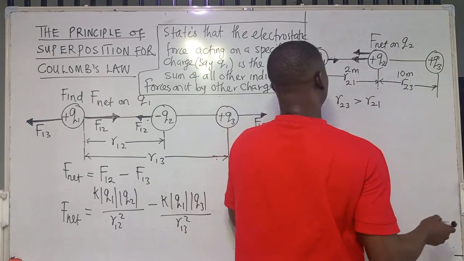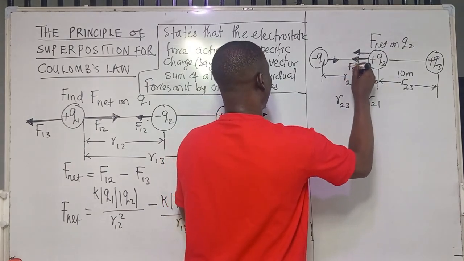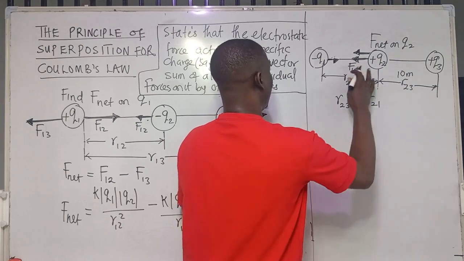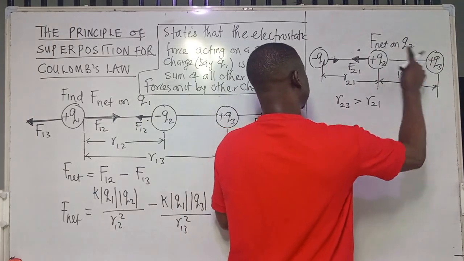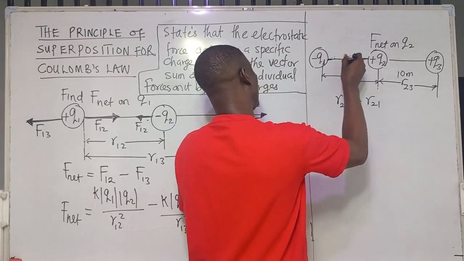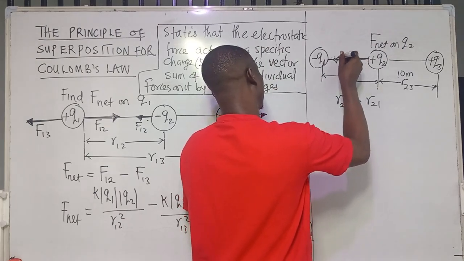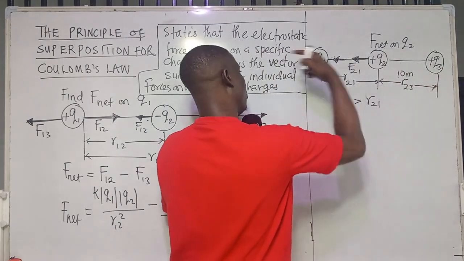On this, this is what? F12. Let me clear this one. This F12 or F21. Then this one, because this is positive, they will repel. So in that case, you want to go this direction again to continue. That means this one will make the Q2 to move away.